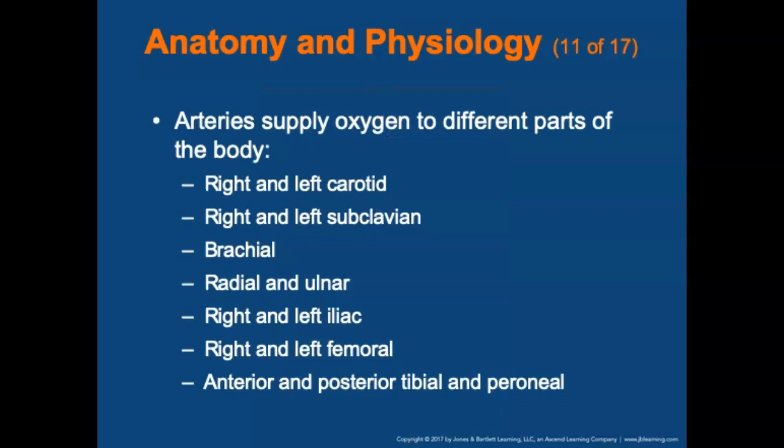The arteries supply oxygenated blood to different parts of the body. So the right and left carotid arteries supply the head and brain. The right and left subclavian arteries supply the upper extremities. The brachial artery supplies the arms. The radial and ulnar arteries supply the lower arms and hands.